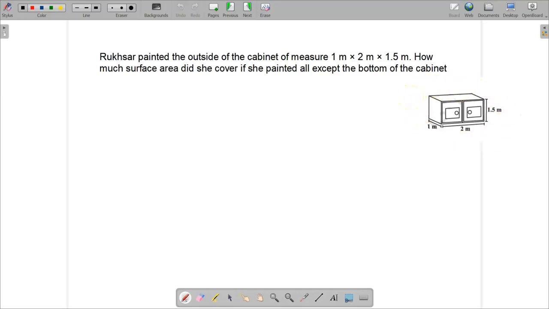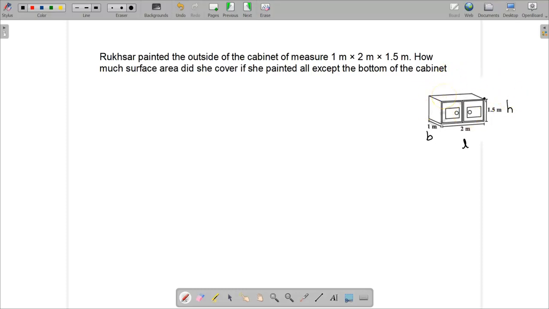So they have given that this measurement is length, and this one is nothing but breadth, and this one is nothing but height of the cabinet. So 2 meter is length, 1 meter is breadth, and height is 1.5 meter, which they have given. And what they are asking is to find the surface area except the bottom of the cabinet, the other 5 surfaces they are painting.